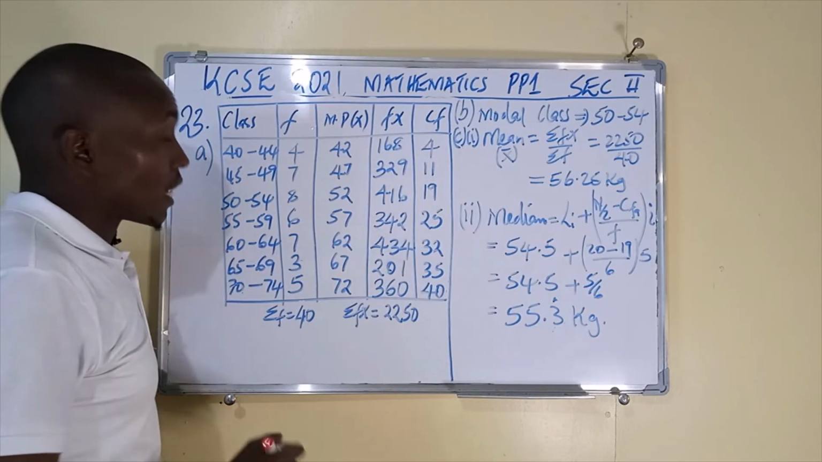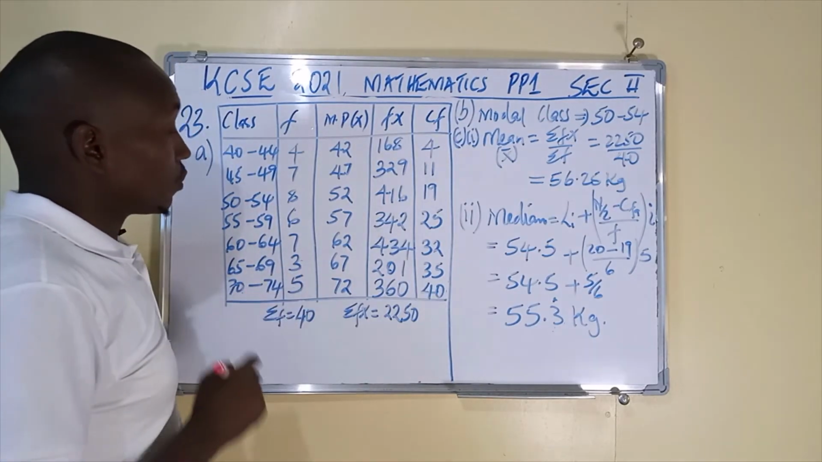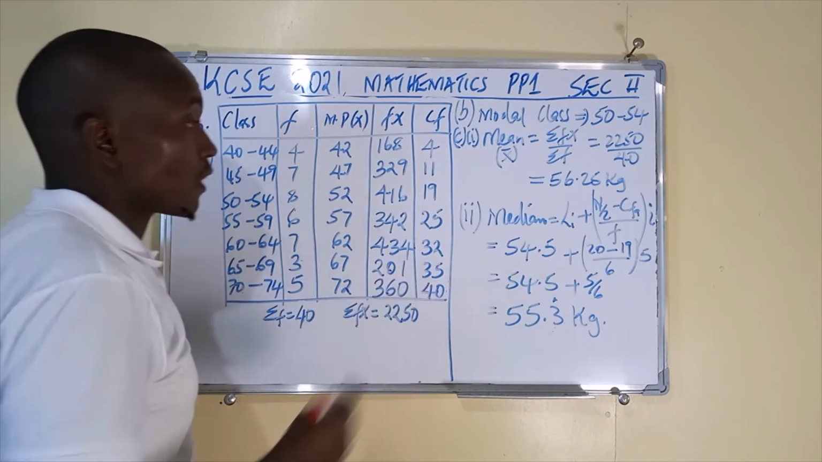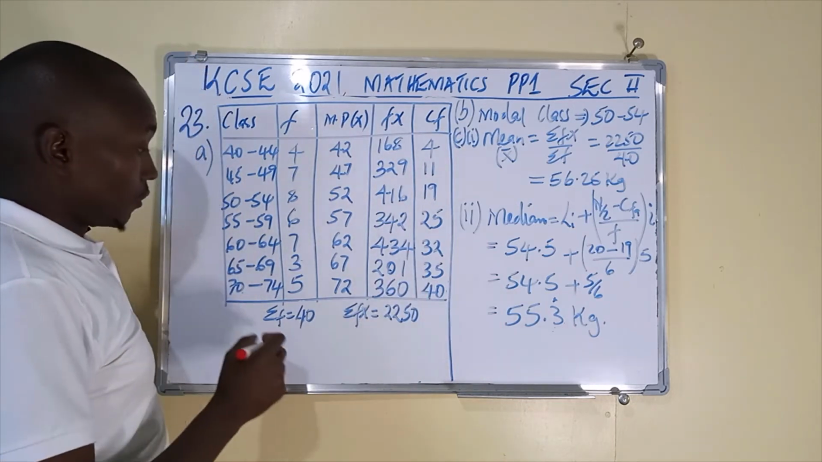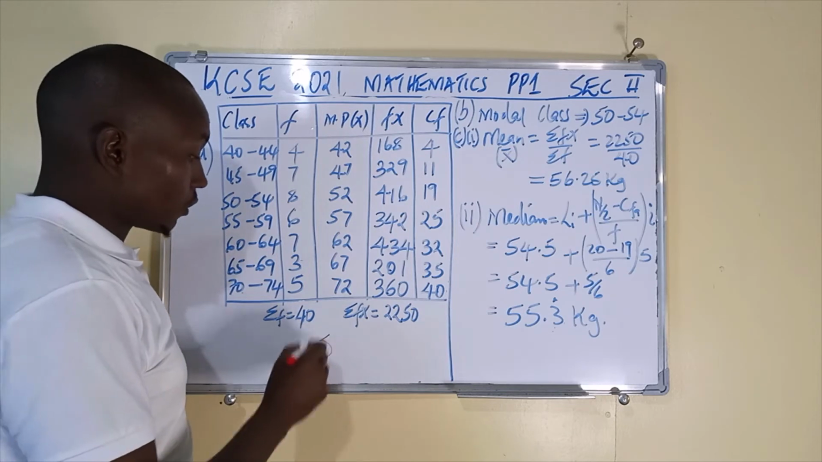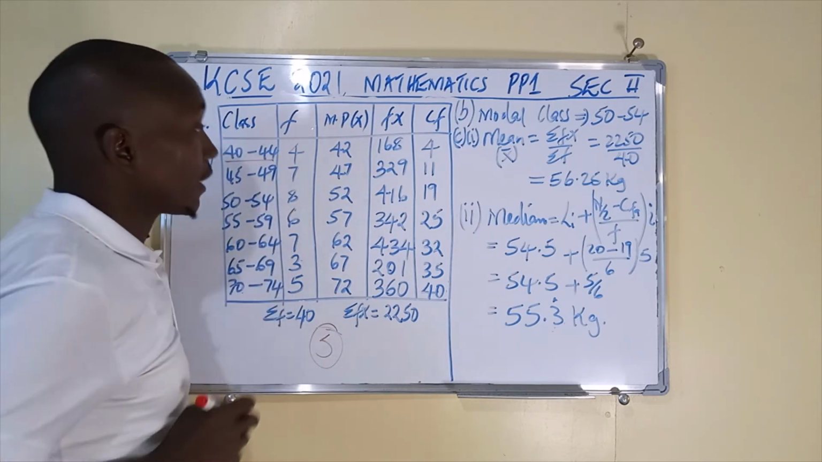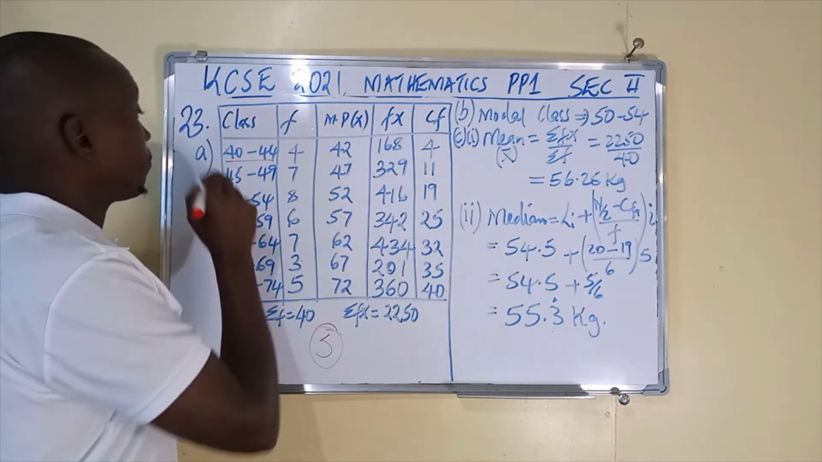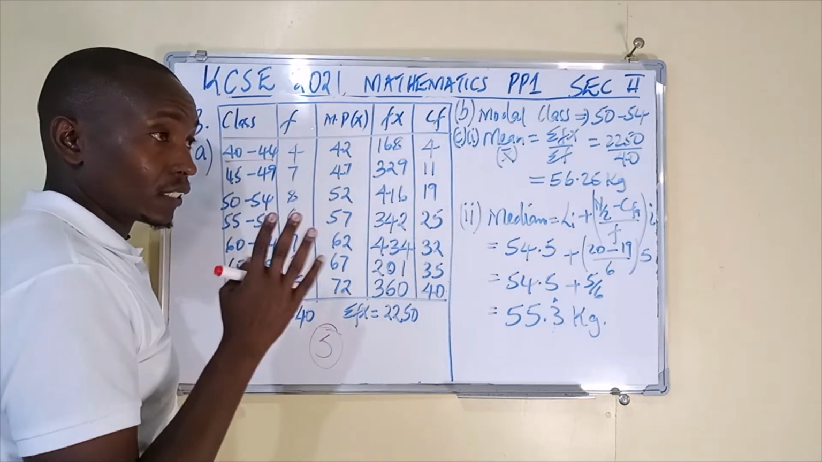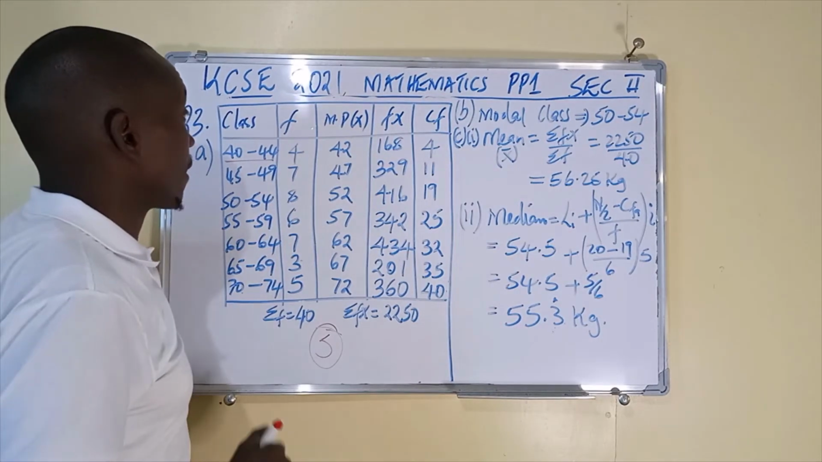The student was given ungrouped data. So the student was to group the data, then proceed with the working. The class interval was to be 5 years. The lowest class, the student is guided very clearly to start from 40 to 44. Remember, that is 5 units there.